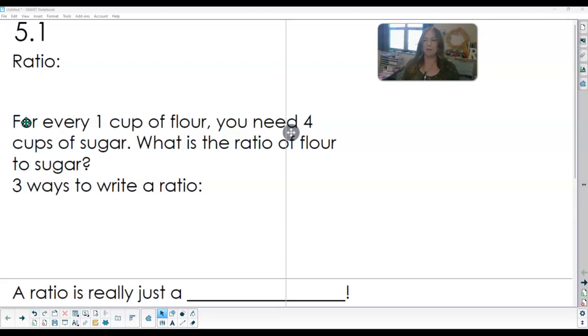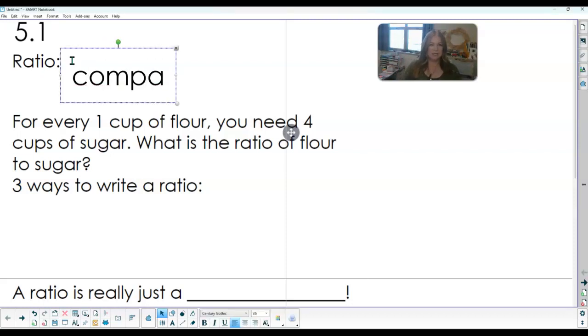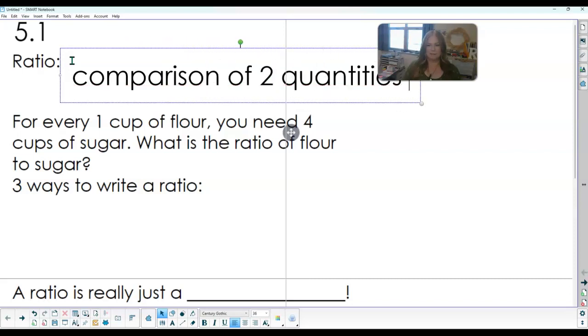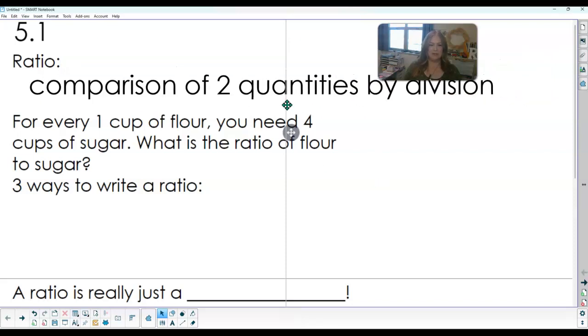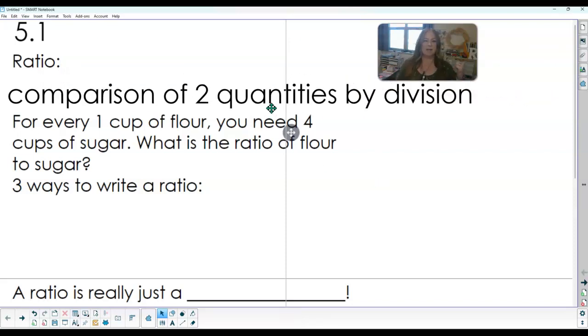For our 5.1 notes, we are going to start learning about ratios. A ratio is really just a comparison of two numbers. I'm going to compare how much of each one. So we're going to get a definition: it is a comparison of two quantities by division. We're really going to be making a division problem out of these. Make sure you have that definition there. We're taking two things, comparing, and we're really writing a division problem.